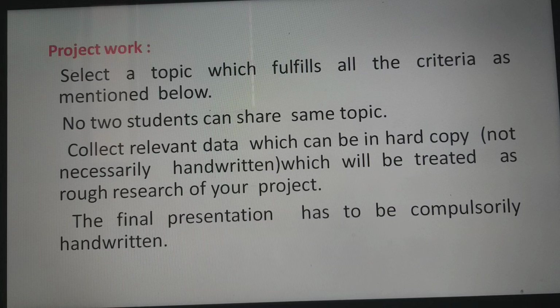Now, talking about project work at length, it carries 20 marks, and it's a really important aspect of economics. Certain do's and don'ts are to be kept in mind while making the project work, children. First of all, you need to select a topic which fulfills all the criteria that are mentioned hereafter in the presentation. Secondly, no 2 students should be sharing the same topic. Every child has to have a separate topic.